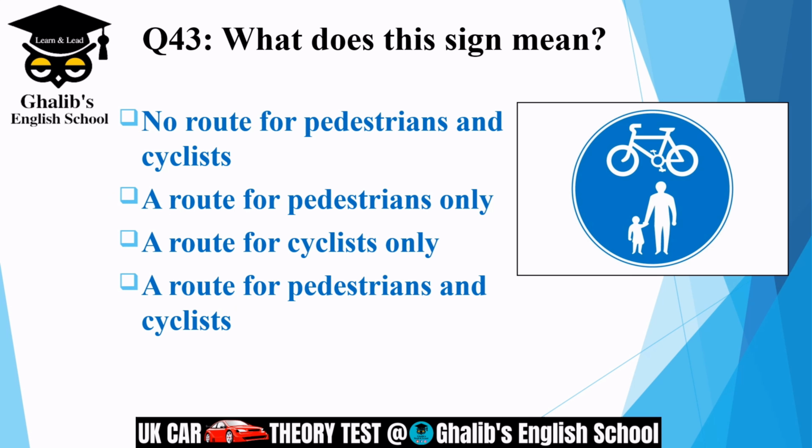Question 43. What does this sign mean? No route for pedestrian and cyclist, a route for pedestrian only, a route for cyclist only, a route for pedestrian and cyclist. So the correct option is number 4. It is a route for pedestrian and cyclist.